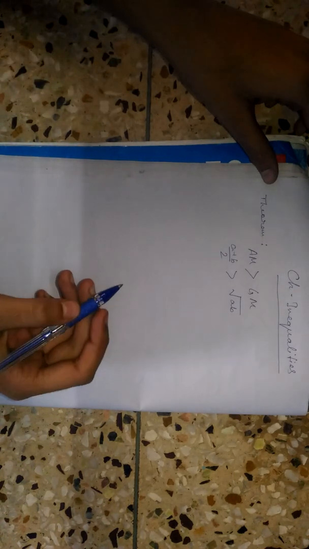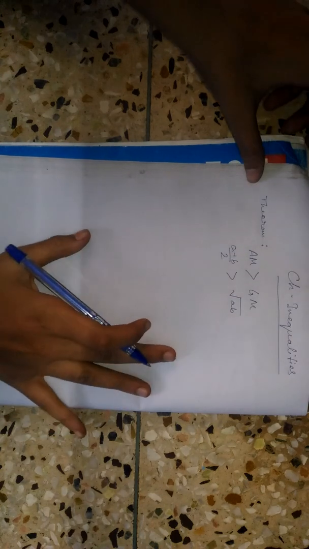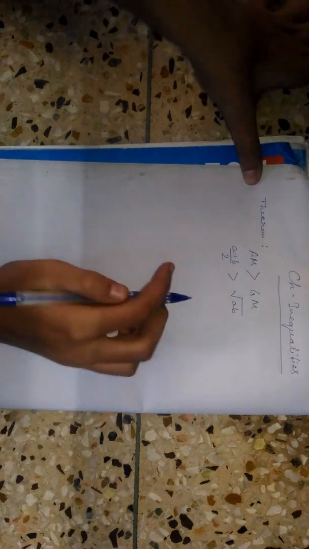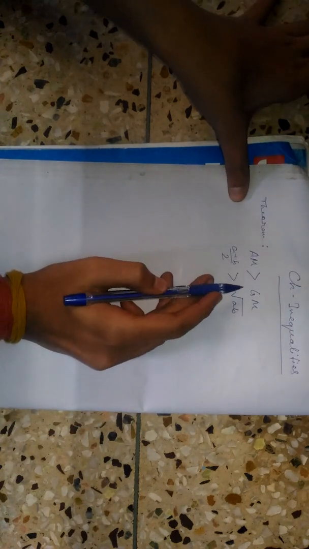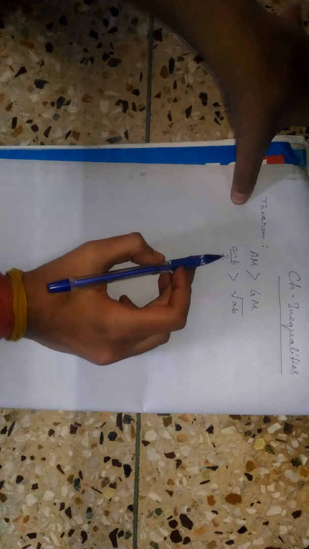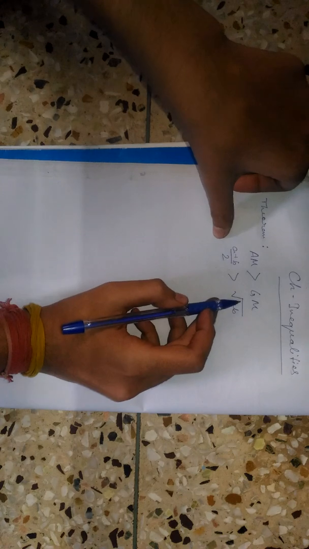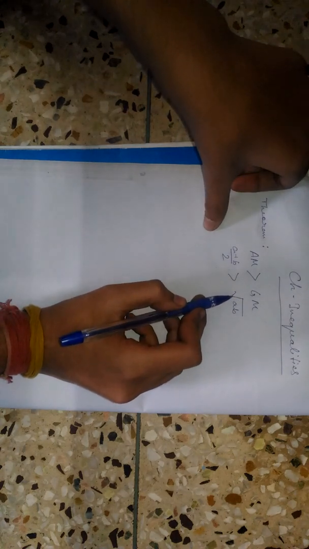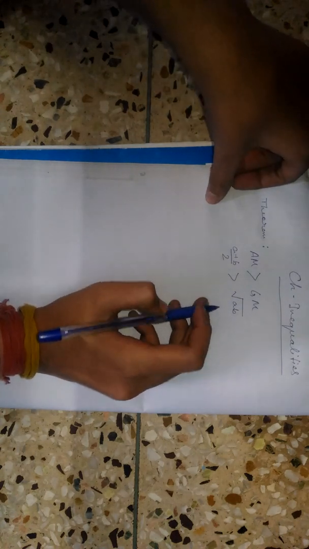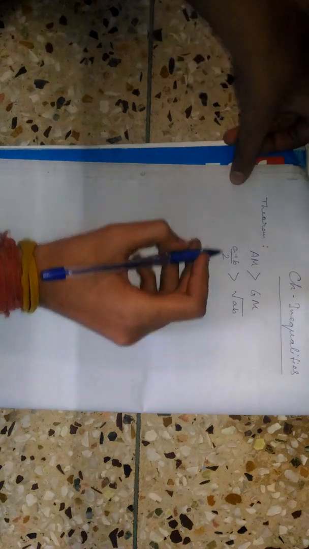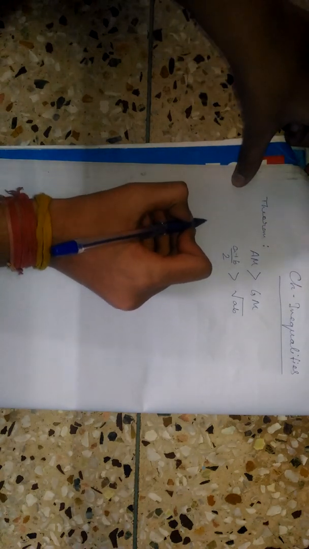So this is chapter 5, Inequalities, class 9. The basic theorem of this chapter is the arithmetic mean greater than geometric mean. For two numbers a and b, the arithmetic mean is (a plus b) divided by 2, and the geometric mean is root over ab. So this needs to be proved. We can prove it like this.